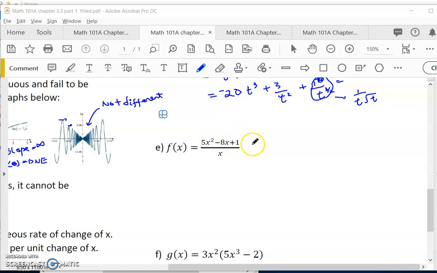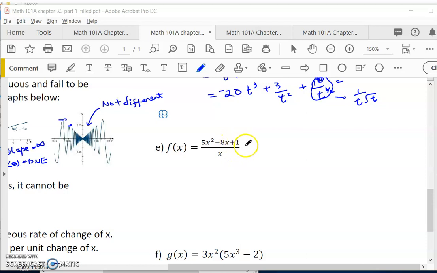The second part still uses those rules, but your original function needs some manipulating first before you apply them. Say, for example, I have this question: f of x equals 5x squared minus 8x plus 1, all over x. We have adding and subtracting in the top, but there's a division, which is not very good because the rule that we introduced does not involve dividing.